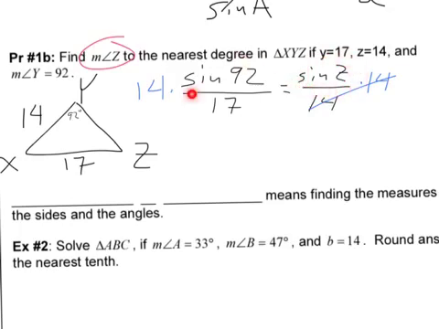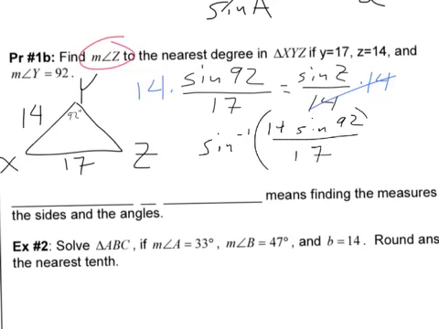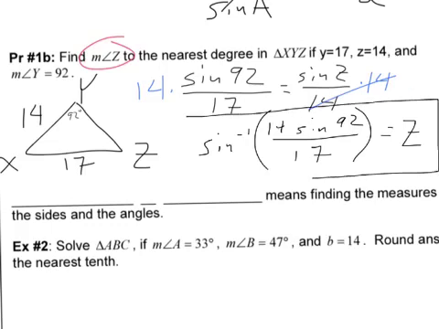So here's what it's going to look like. When I take the arc sine of both sides, the sine will cancel out over here. And over here, it'll look like this. And look at that, there we go. So we're ready to just plug that into our calculator. So go ahead, plug that in your calculator, see what you get.